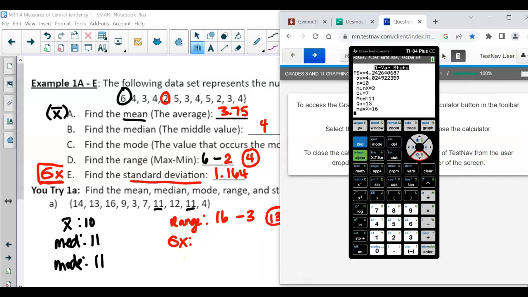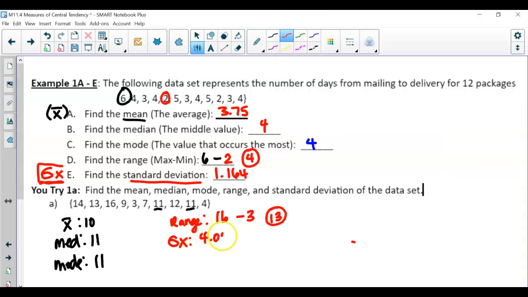So sigma is right here, 4.025. And that is your standard deviation. Notice how here, this one is a larger standard deviation because the spread is larger. Notice how the range is 13 versus this answer is smaller because the range, the spread was only 4.